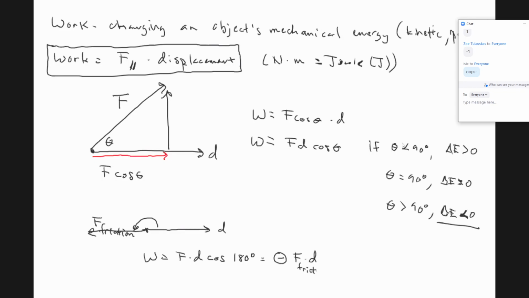Whenever that force or some component of that force is in the opposite direction to your displacement, that force is going to be taking away energy from your object. Does that make sense? Or how we get negative work? So both of these equations are equations for work, parallel force times displacement, or F d cosine of the angle in between. Okay?